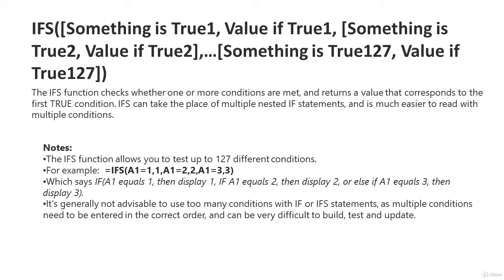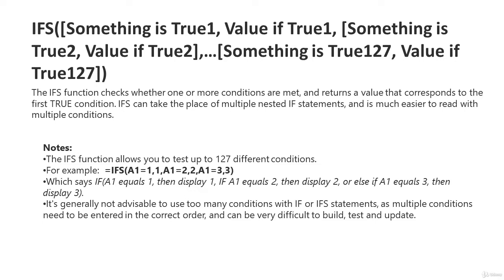You have the IFS, and your first thing is your logical test followed by your value if it's true. These must appear in pairs. Logical test, value. Logical test, value. So each time it has the test, if the test comes through as true, then the value listed is the value that will appear in the cell, and it stops searching down the rest of the string.